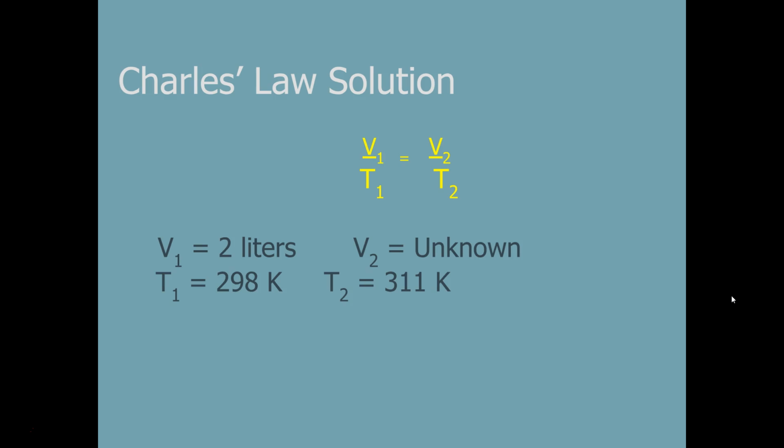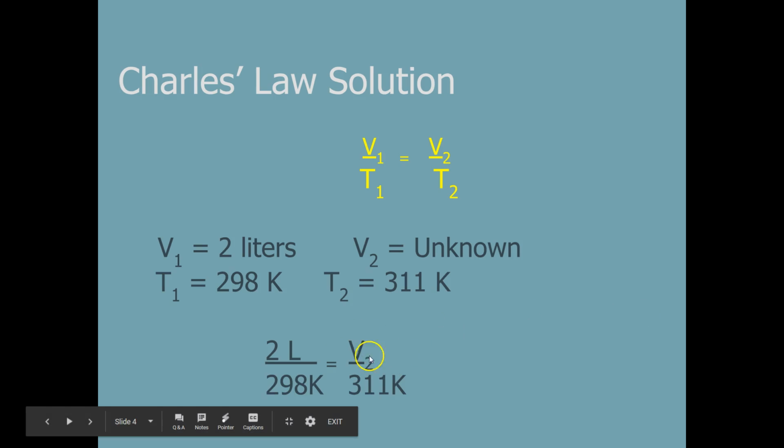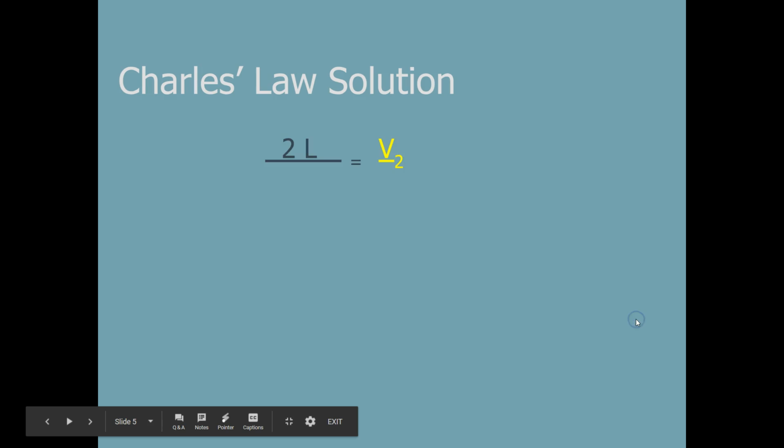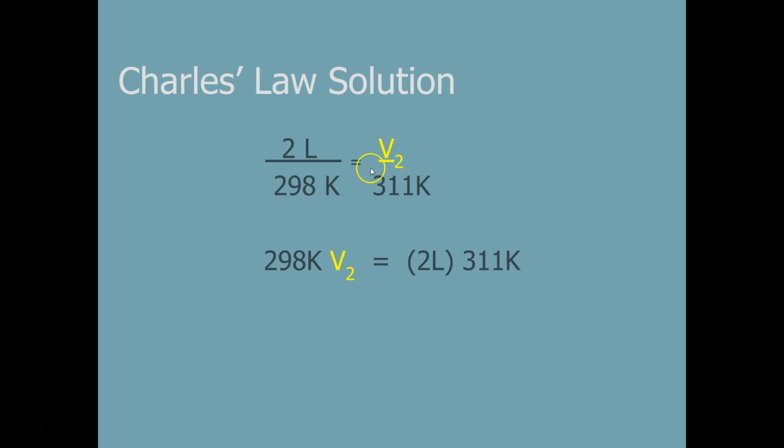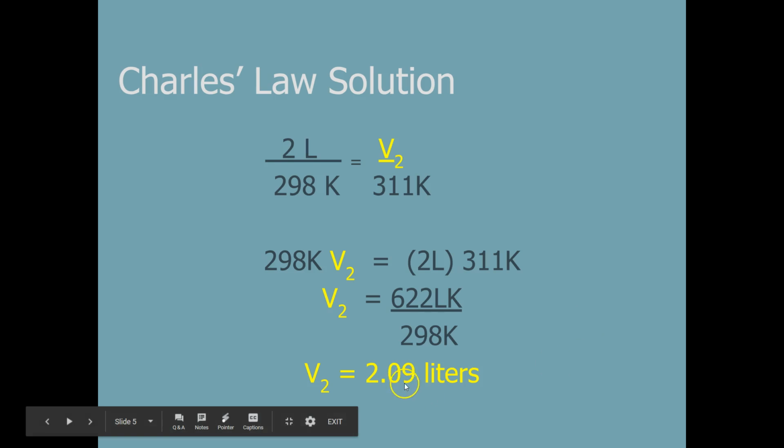Now we can plug the variables into our equation. We set up our equation, and we are going to solve for V2. To solve for V2, we can rewrite our equation so that we multiply V2 times 298, and we multiply 2 liters by 311, so we can get V2 by itself. Then we divide 622 by 298, and when we do this, we get a new volume of 2.09 liters. So this would be our answer.